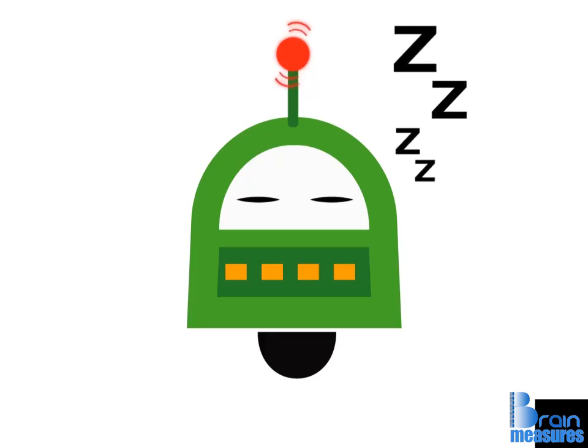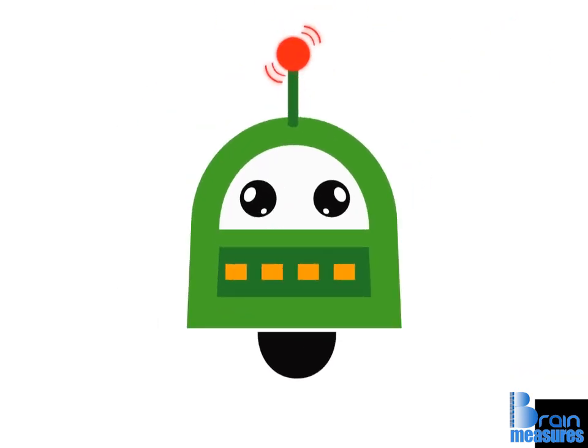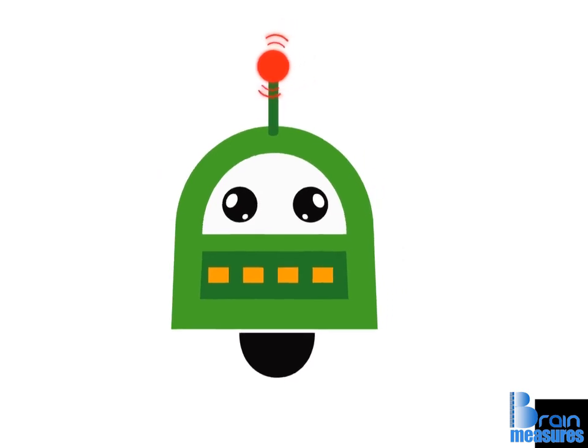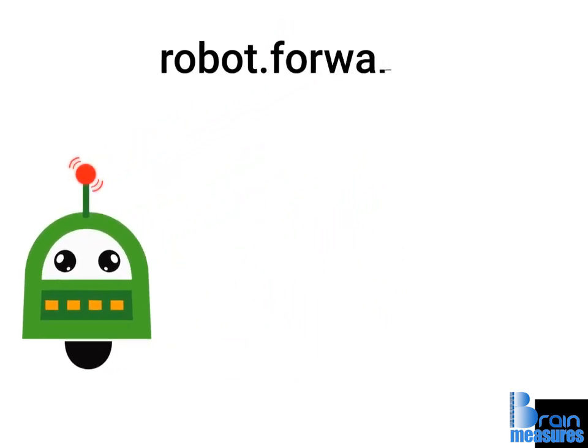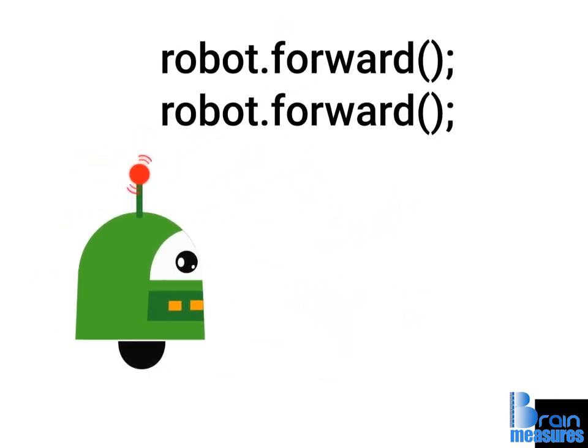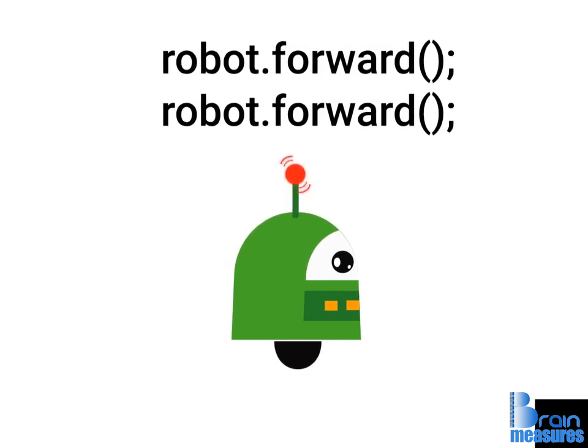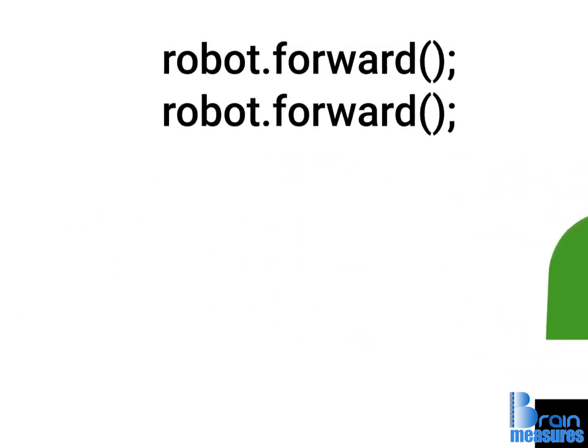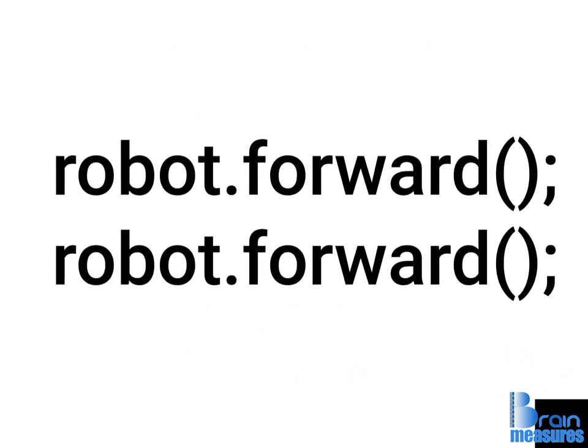Until now, our code was quite repetitive. For example, in one of the previous exercises, we ordered the robot to move forward by 2 squares. To achieve this, we used the instruction robot.forward twice. Wouldn't it be better if we could make him move 2 squares by using a single instruction? The good news is that it's possible.